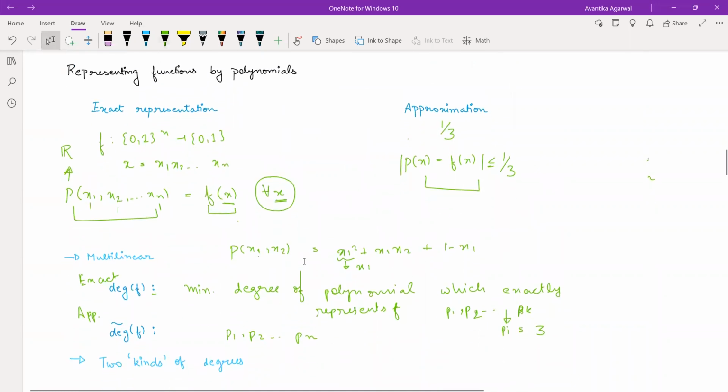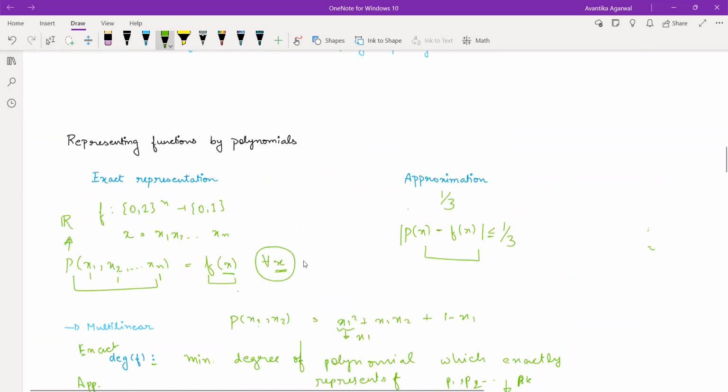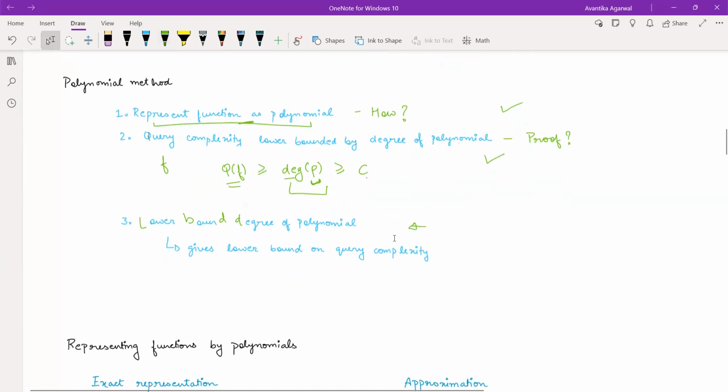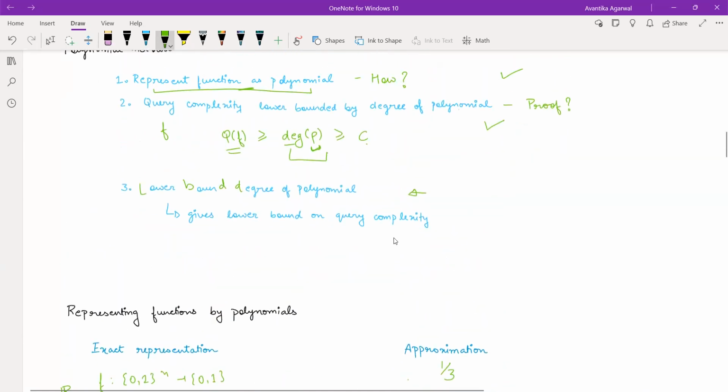I think we have established the first part; we had three goals here. We have established how we can represent a function as a polynomial. There are two ways. First, we can do an exact representation. Second, we can do an approximation to some error. In our case, we have assumed that the error is 1/3. And now we want to move to the second part, where we say that, okay, we can represent a function as a polynomial, but how is that useful? We'll say that the query complexity of computing this function is actually lower bounded by the degree of this polynomial.